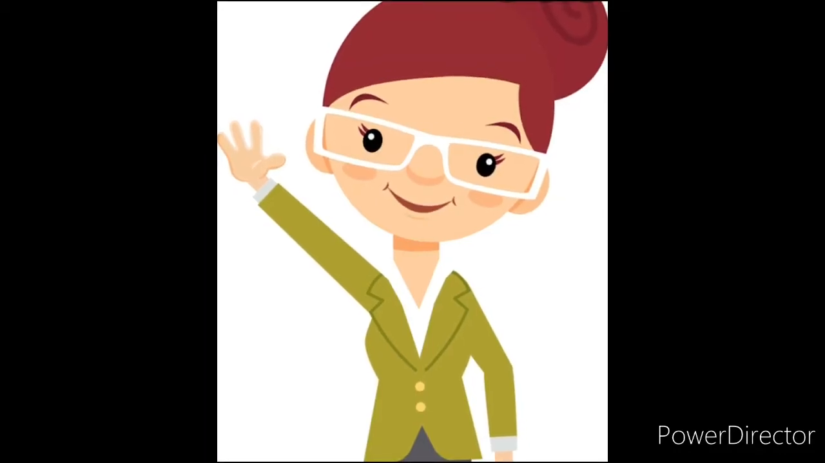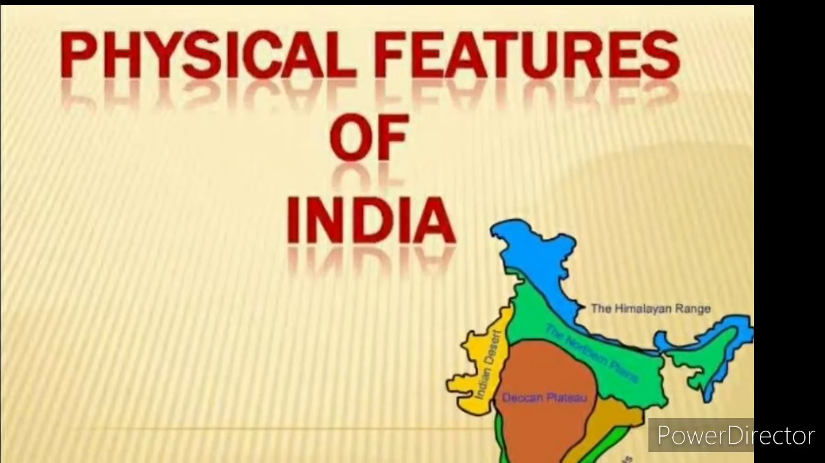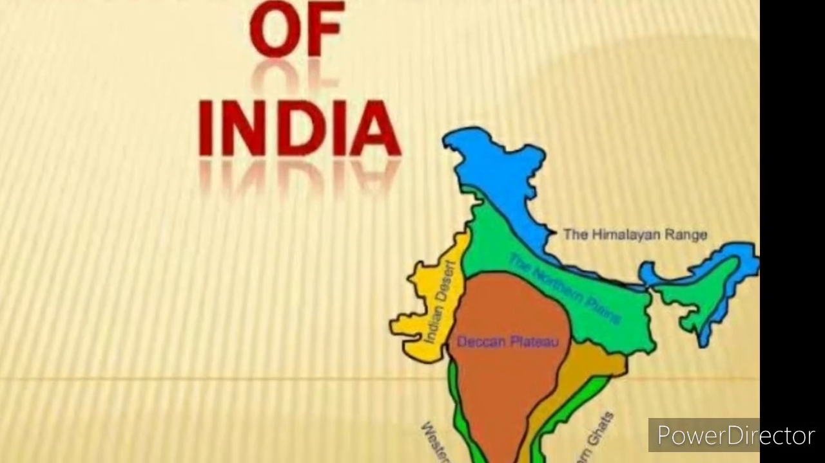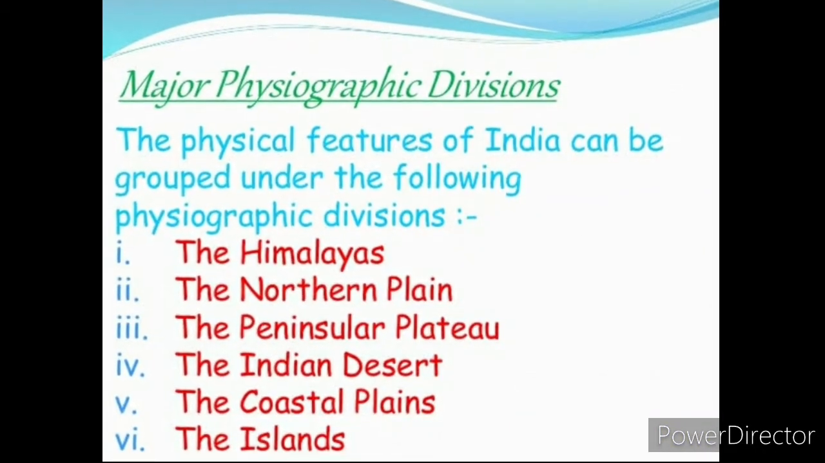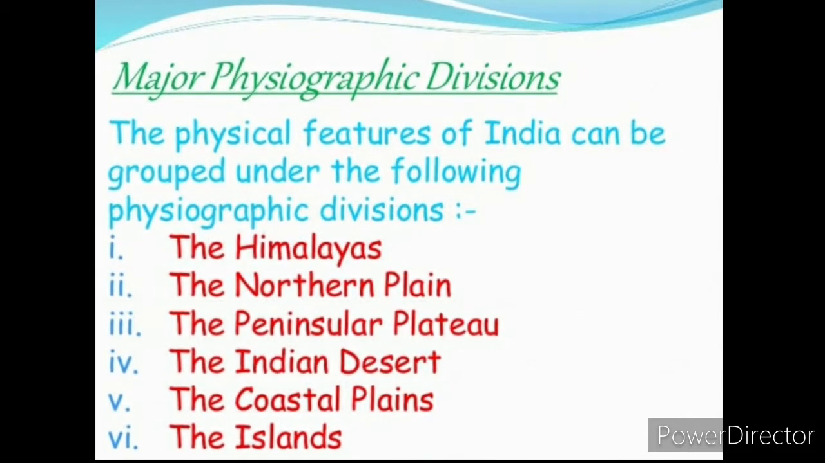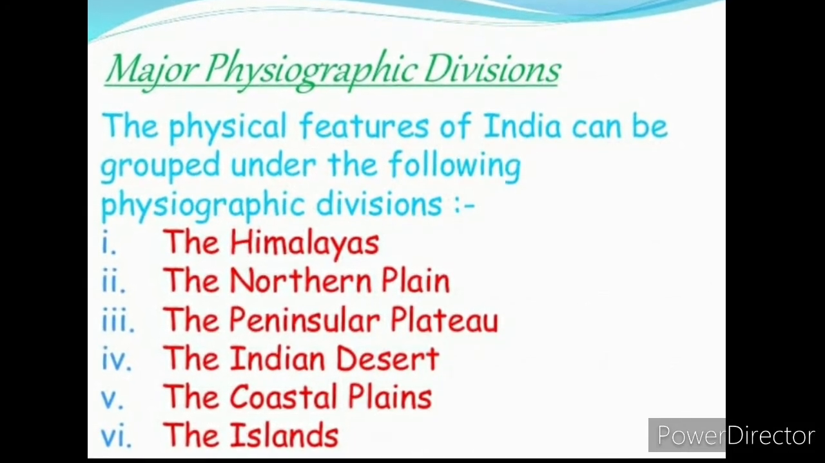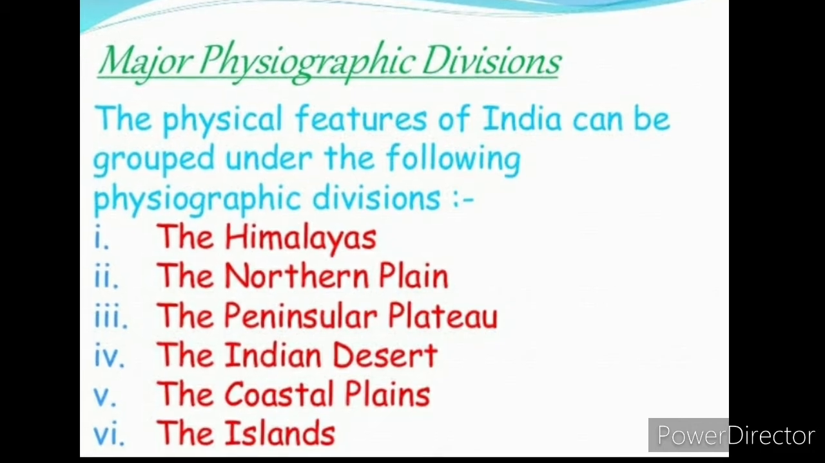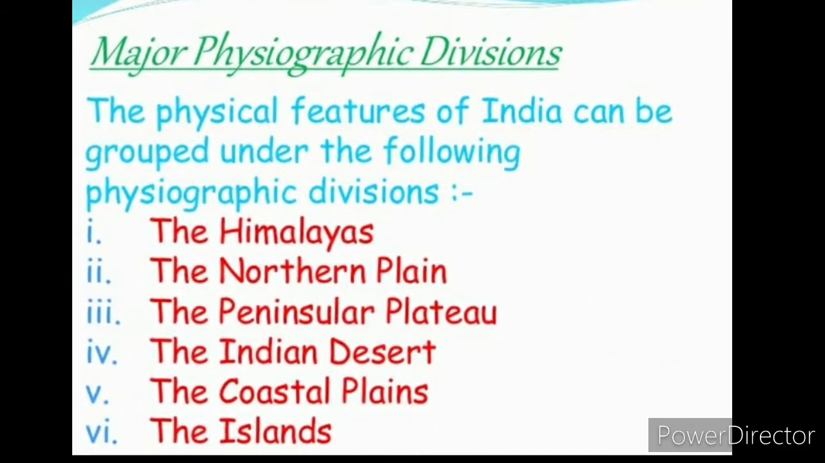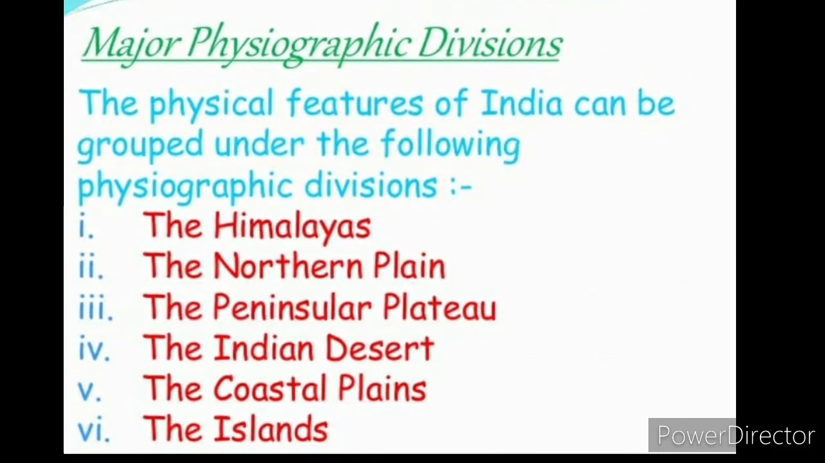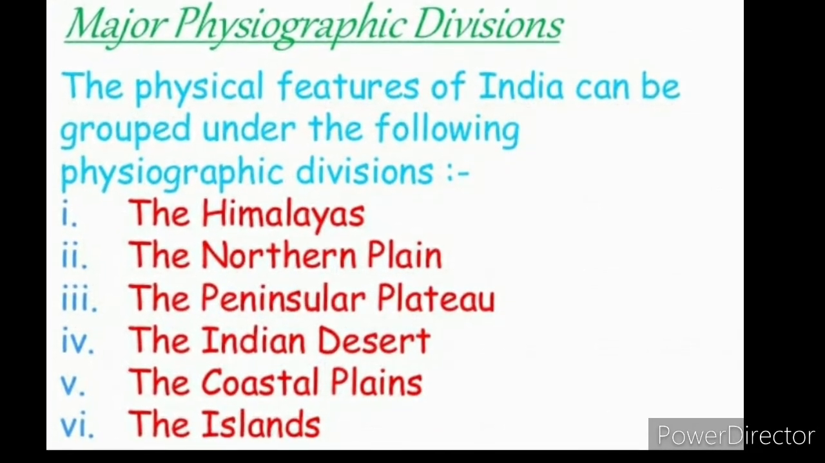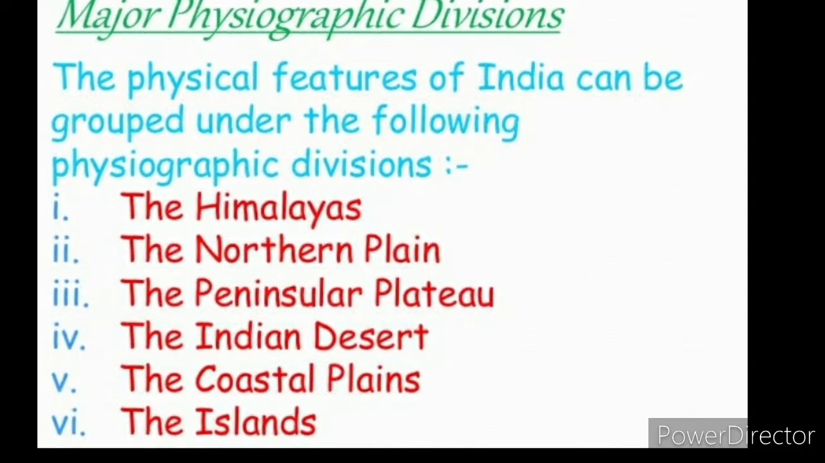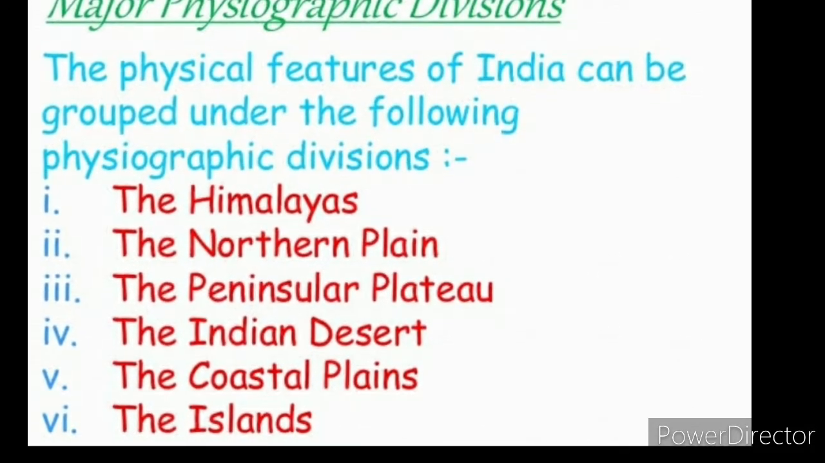Hi children, in today's session you are going to learn about major physiographic divisions of India. What are the major physiographic divisions of India? Himalayan mountain, which is otherwise known as the Northern Mountain, the Great Northern Plains, the Peninsular Plateau, Indian Desert, coastal plains and islands. These are all the major physical divisions of India.